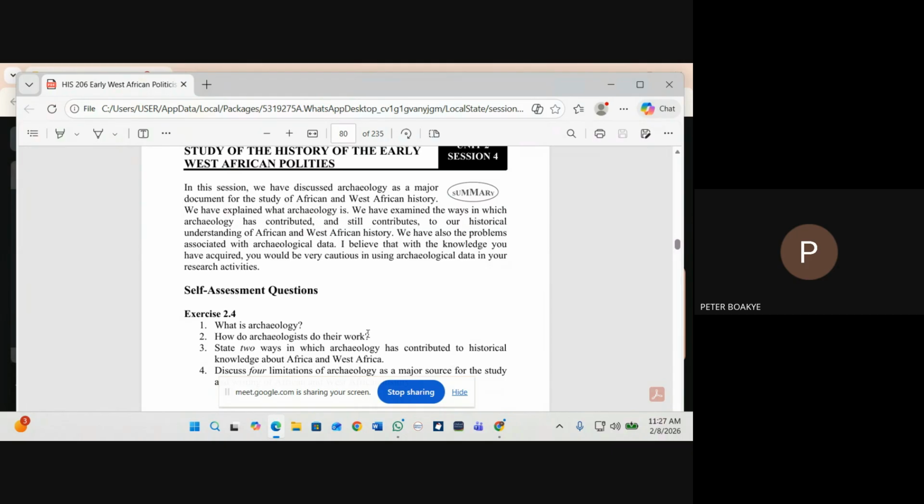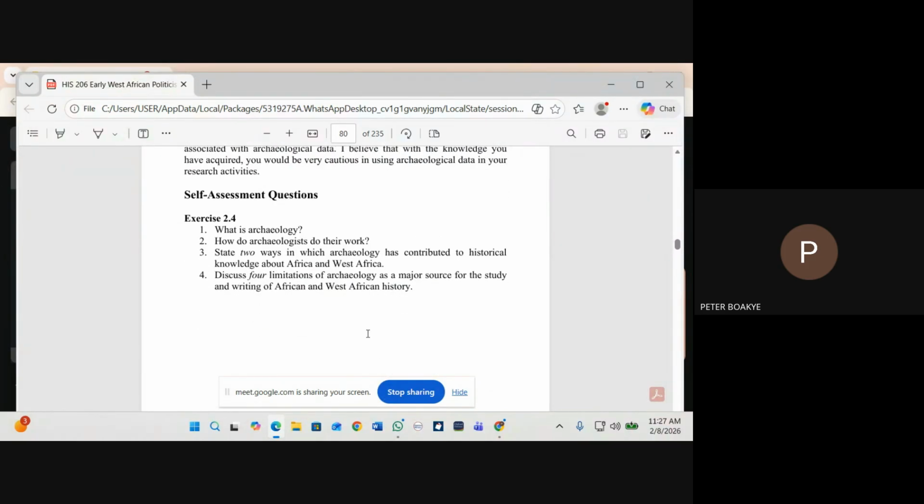In this session, we have discussed archaeology as a major document for the study of African and West African history. We have explained what archaeology is. We have examined the ways in which archaeology has contributed and still contributes to our historical understanding of African and West African history. We have also identified the problems associated with archaeological data. I believe that with the knowledge you have acquired, you will be very cautious in using archaeological data in your research. These are self-assessment questions that you can go through when you are doing your revision or going over again.